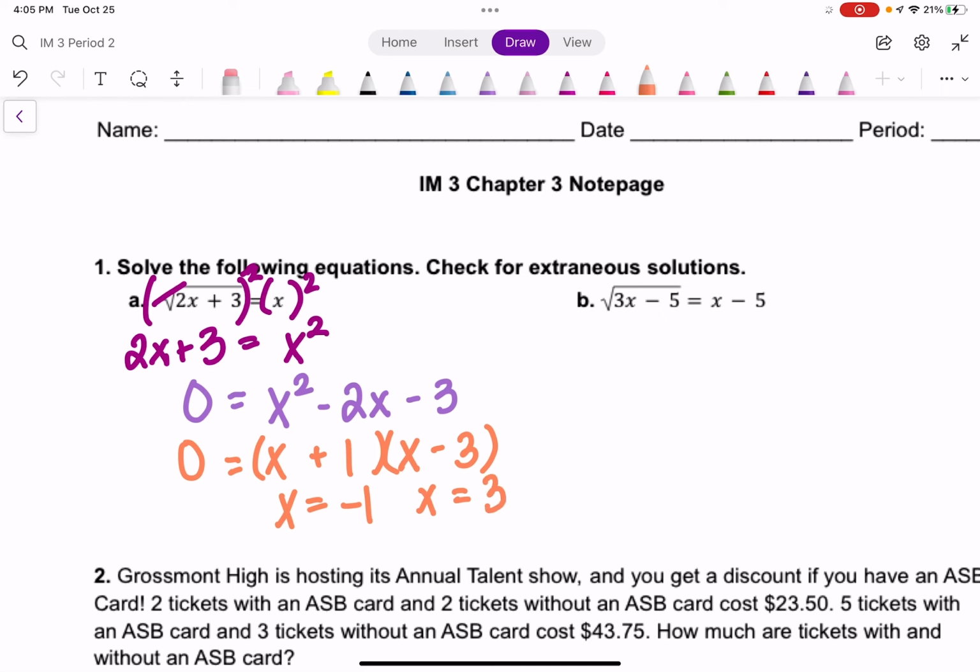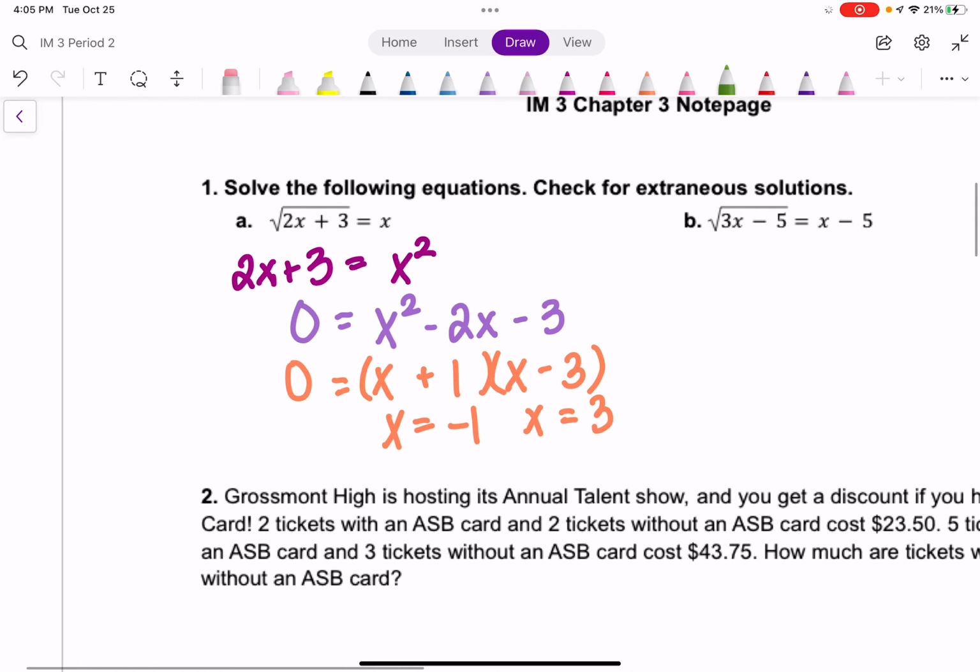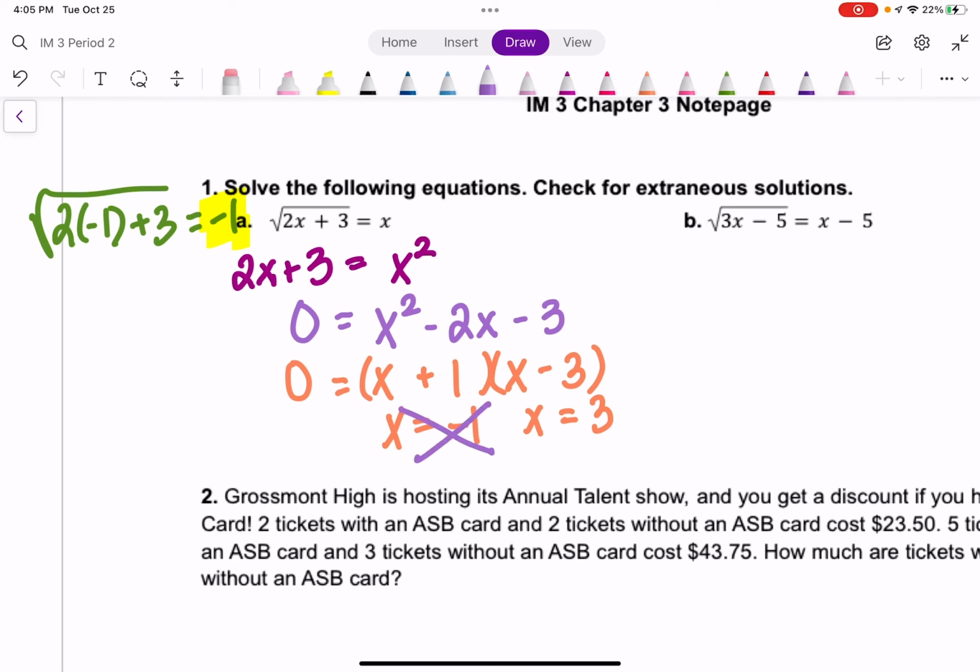Okay, and so we make sure that these answers work, and we've got to plug both of them in. So I'm just going to erase this stuff just so we can see a little bit better. Okay, square root of 2 times the minus 1 plus 3, does that equal minus 1? Well, right off the bat here, I'm seeing something problematic. When the square root is already there, it's never going to equal a negative. So right off the bat, I can see x equals negative 1 is going to be extraneous.